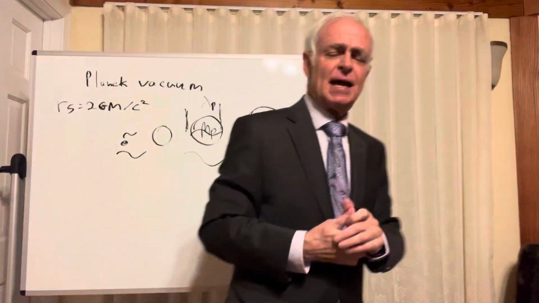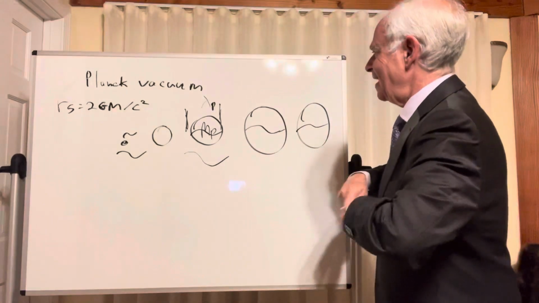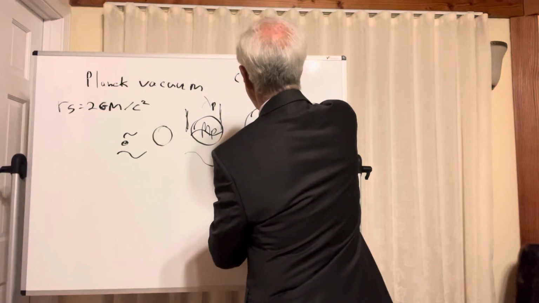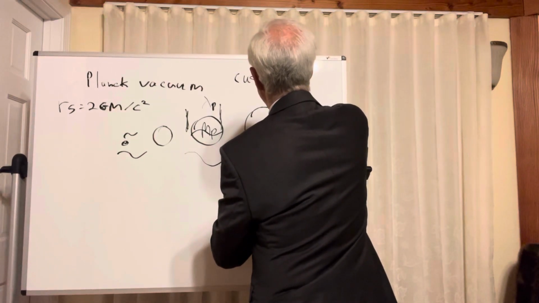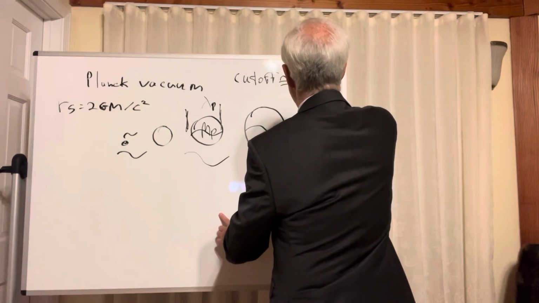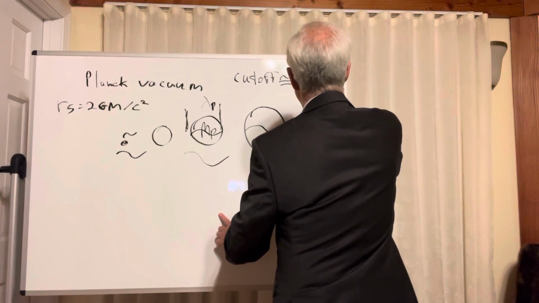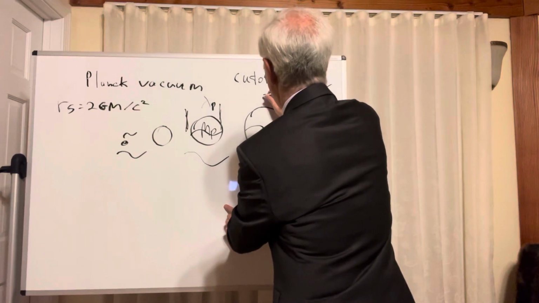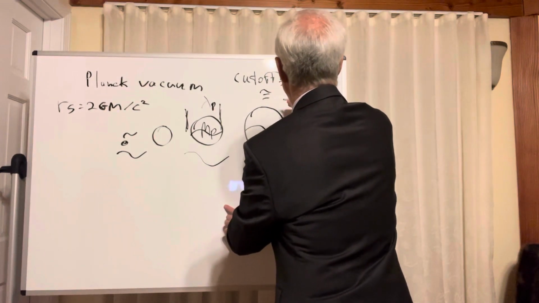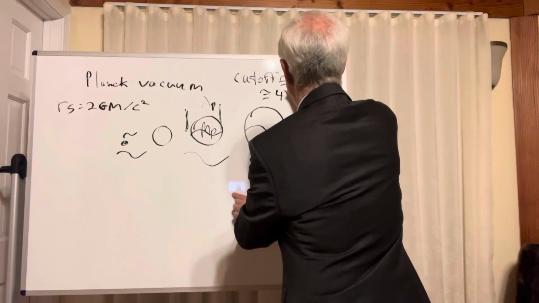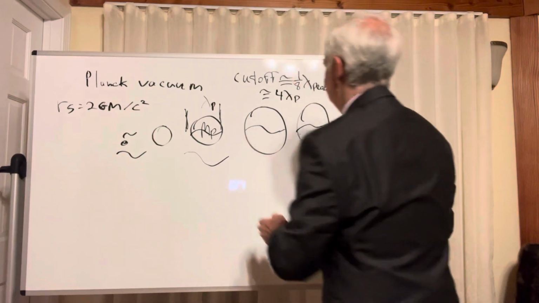So you get a cutoff from the vacuum. Despite the statistics, the cutoff is still going to be at about 1/8 of the peak of the vacuum, and that's approximately equal to 4 times the Planck length.